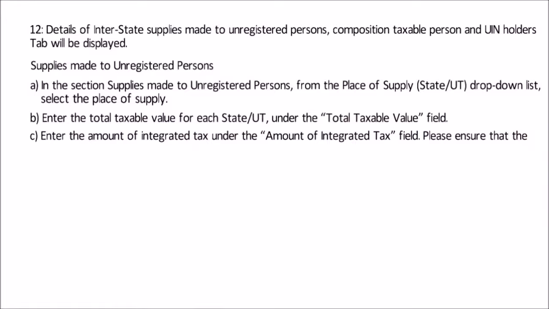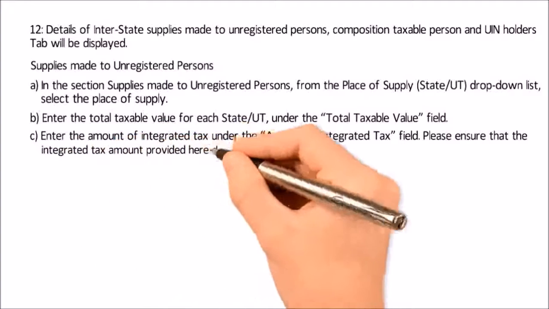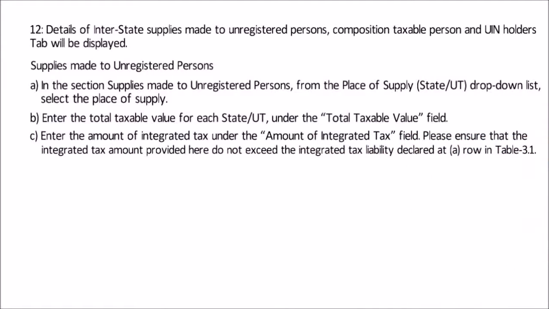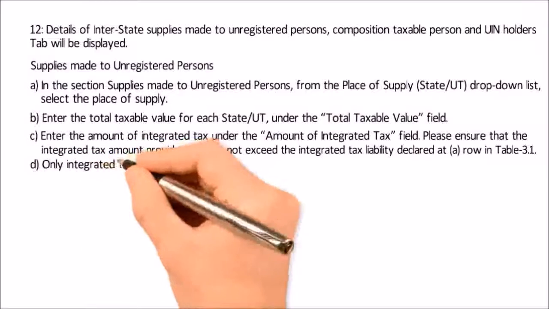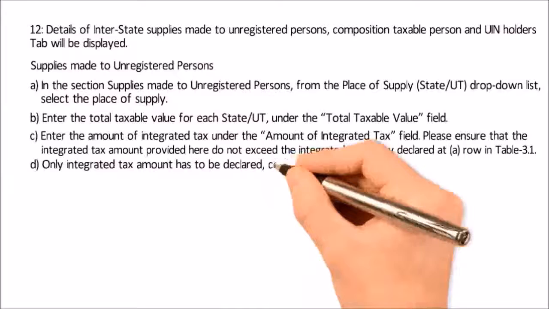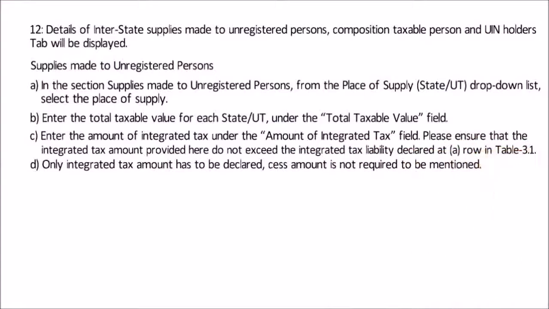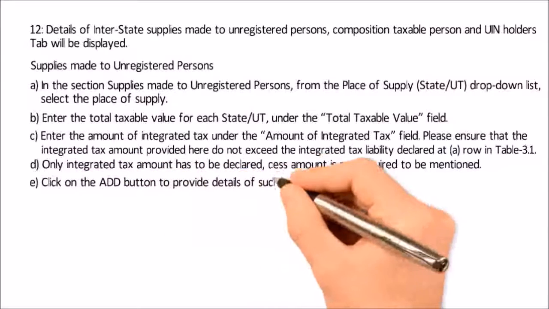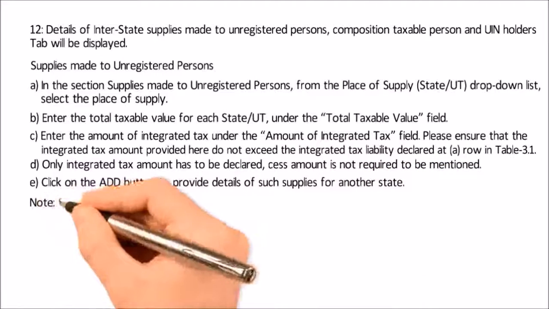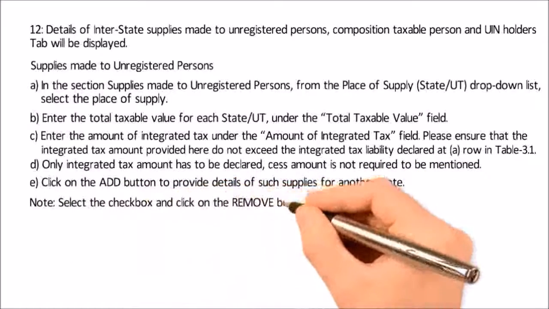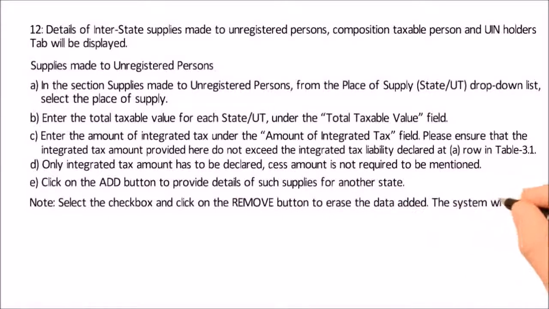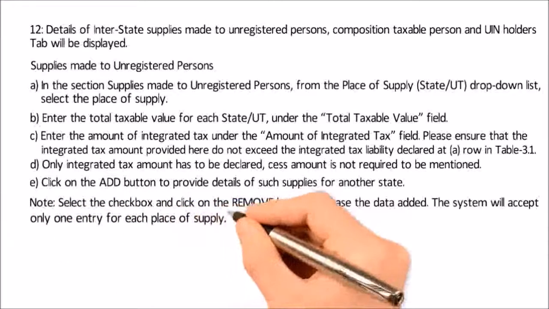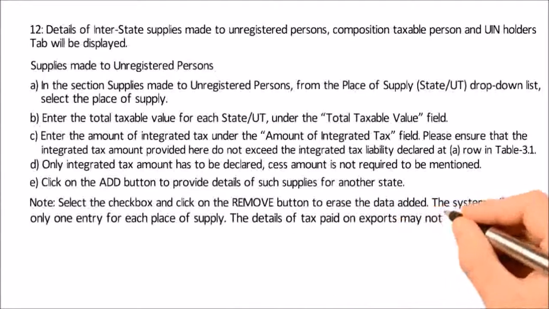Please ensure that the integrated tax amount provided here does not exceed the integrated tax liability declared at A row in Table 3.1. D. Only the integrated tax amount has to be declared; cess amount is not required to be mentioned. E. Click on the Add button to provide details of such supplies for another state. Note: select the checkbox and click on the Remove button to erase the data added. The system will accept only one entry for each place of supply. The details of tax paid on exports may not be entered here.